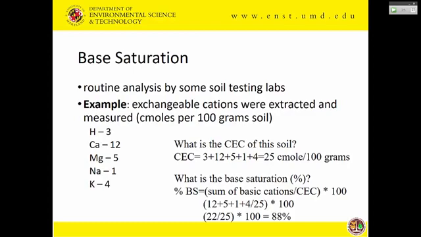So the CEC is nothing more than the sum of the exchangeable cations expressed as centimoles per 100 grams. And since they were already reported on that basis, all you need to do is add them up. Sometimes you get your data on the basis of another amount of soil, and then you have to express them on the basis of 100 grams.